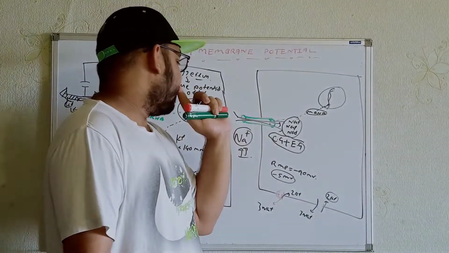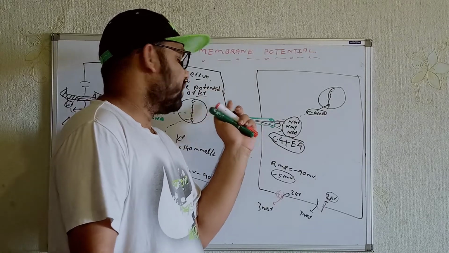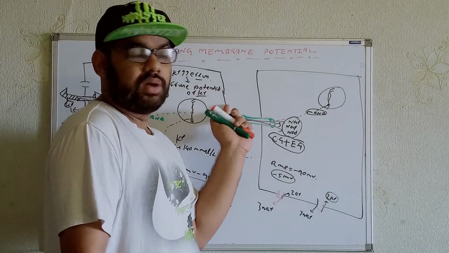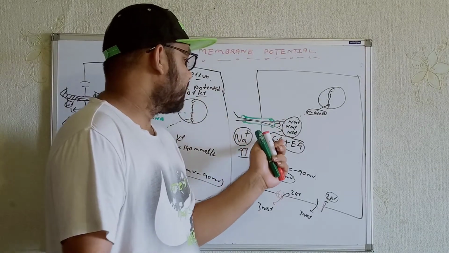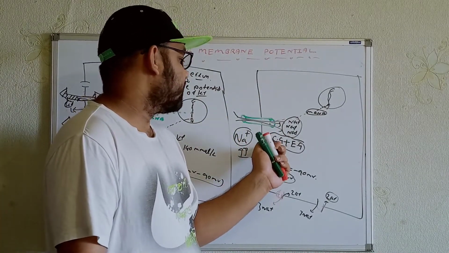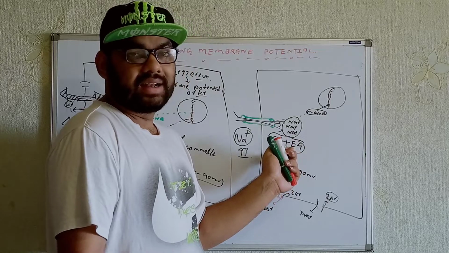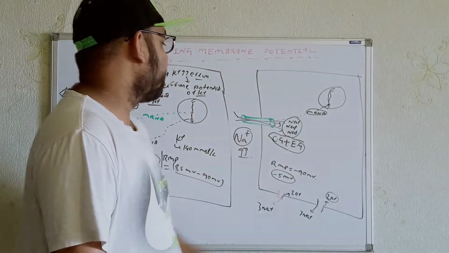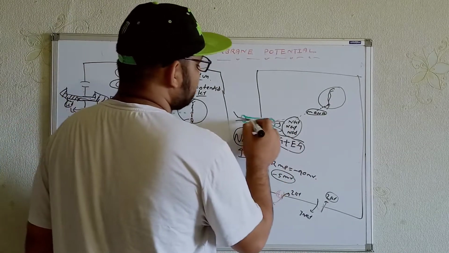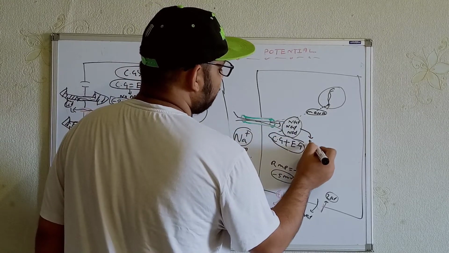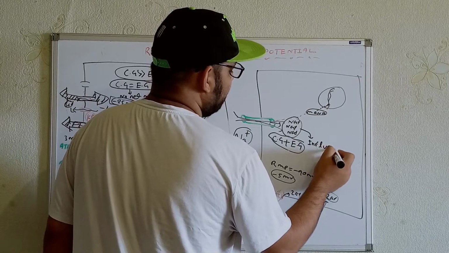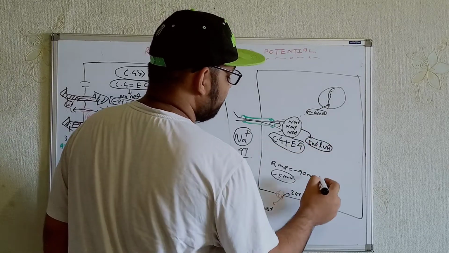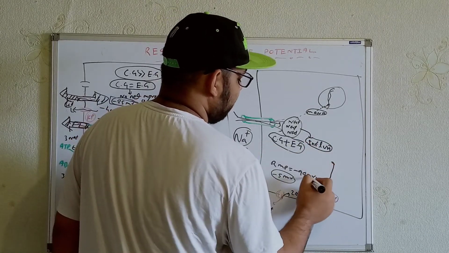And the other thing over here is that the concentration of sodium outside of the cell is more, and the concentration of sodium within the cell is less. So if we see the two things that will work over here, the concentration gradient plus the electrical gradient, that means both things will work over here. As a result, we will see the influx of sodium.